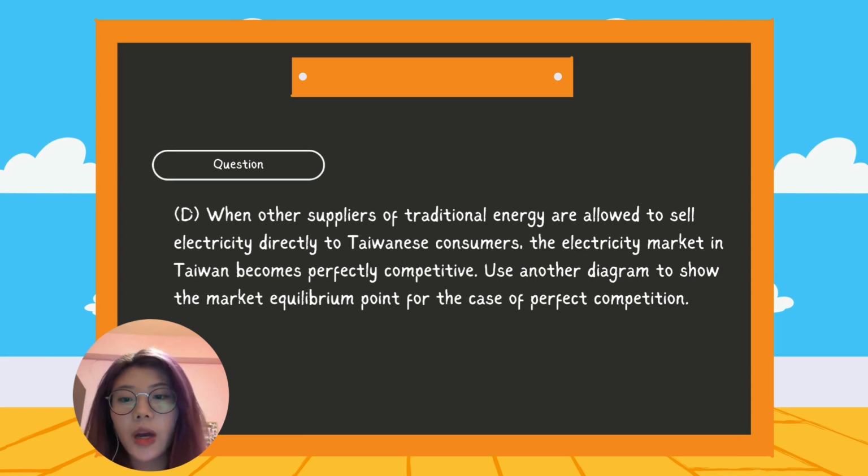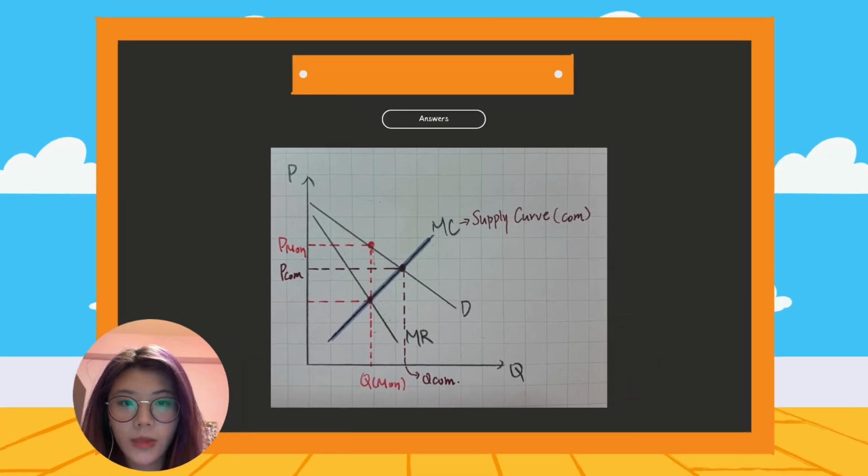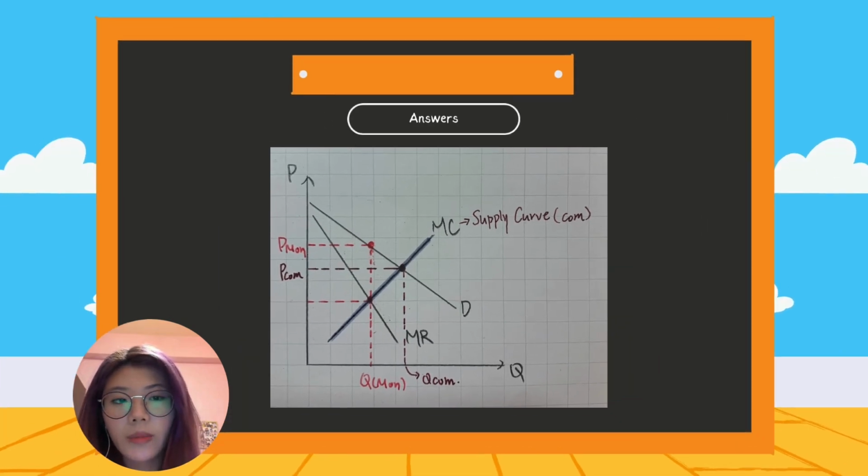And question D. When other suppliers of traditional energy are allowed to sell electricity directly to Taiwanese customers, the electricity market in Taiwan becomes perfectly competitive, and use another diagram to show the market equilibrium point for the case of perfect competition. When the electricity monopoly market became perfectly competitive, the original diagram's marginal cost curve became the supply curve. Then we can find the market equilibrium point at the meeting point of it and the demand curve.